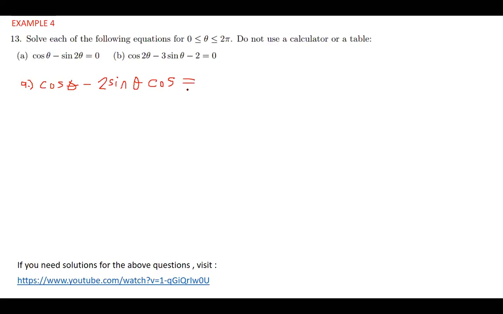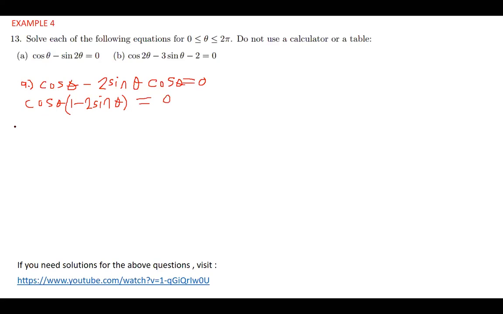So this is equal to 0. This is the first question there. So we know to say this sine 2 theta can also be written as this. Then after that, we can factor out the cos theta. You can factor out cos theta here, and then you have cos theta, then open brackets, 1 minus 2 sine theta. This is what you're going to have, then this being equal to 0.